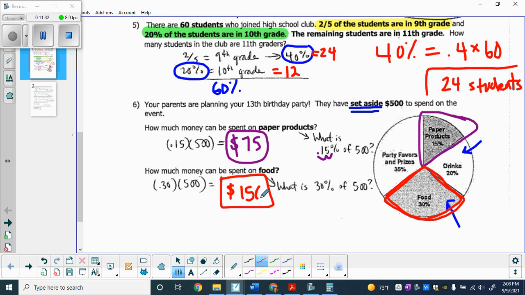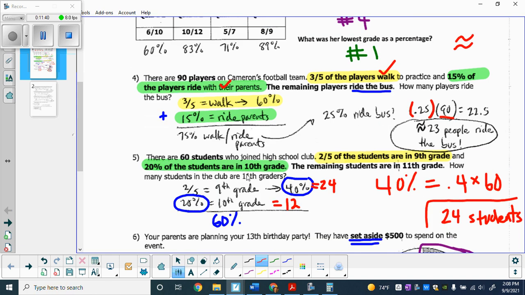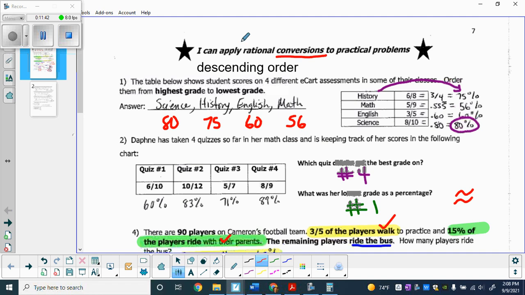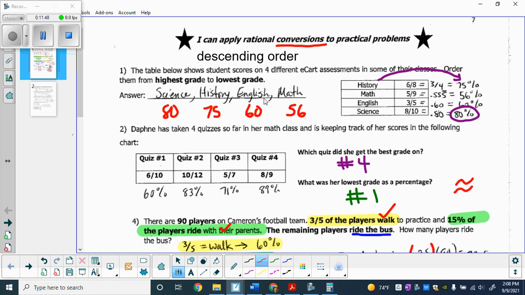And we can see here that $150 is the most that your parents would plan on spending on food for your party. So this is kind of getting you all started with how we're going to be applying some of these rational number conversions to these real life problems. Just looking at things like your grades. Your grades are, again, a really common place where you see the fractions, but we care more about the percent to go into the grade book.